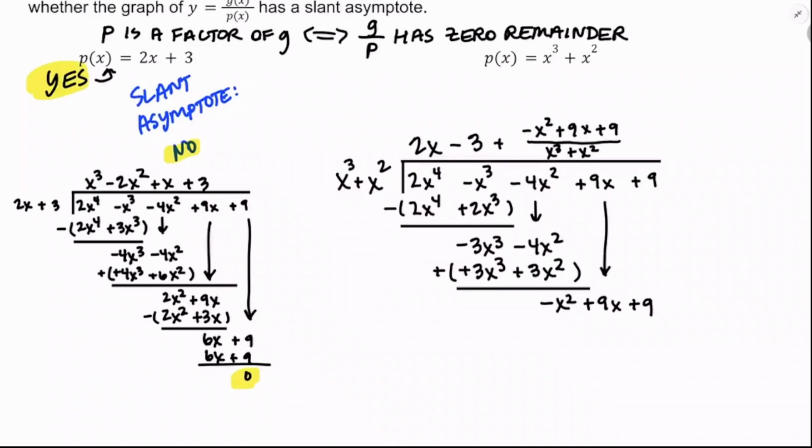All right, so I'm going to say, is p a factor of g? No, definitely not, because I got a non-zero remainder. No for being a factor. For slanted asymptote, I'm going to say yes, because I can see that the slant asymptote, that's a yes because it's y equals 2x minus 3. I can actually see it from my long division. Okay, so that's my answer there.